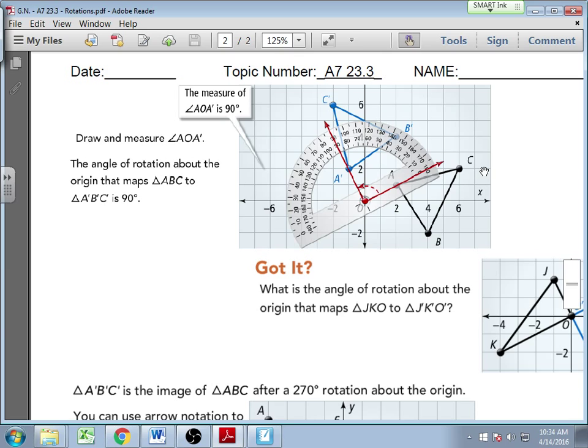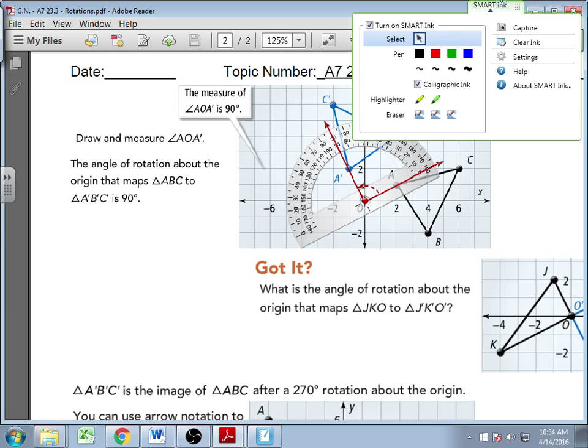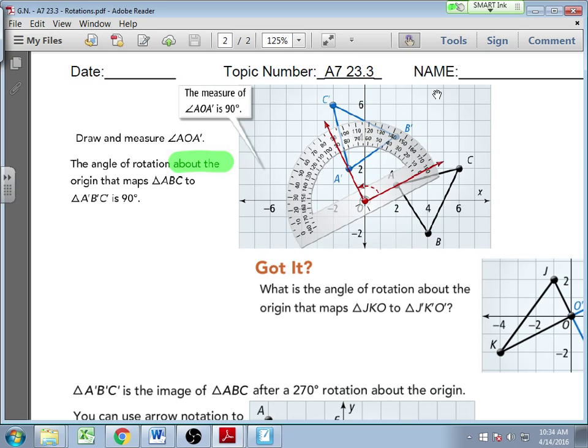So we can also check rotations by checking the angle from the origin, assuming the origin is our center of rotation. Notice it says about the origin. We could see from the origin to my original point, then from the origin to my prime point. So notice I have A prime. How many degrees is that from A prime? If the origin is the center of my rotation, my protractor sits down on it. 90 degrees, right? It makes a right angle.